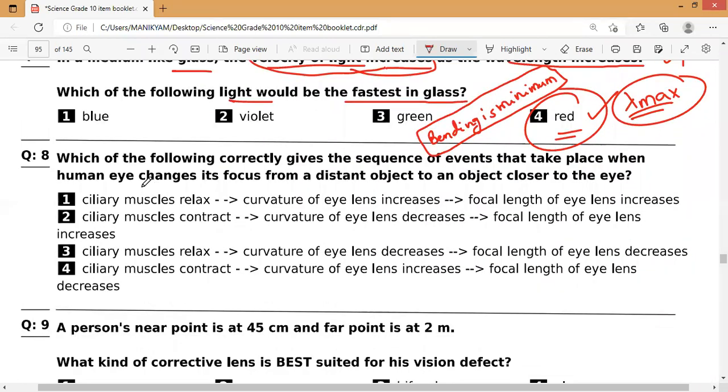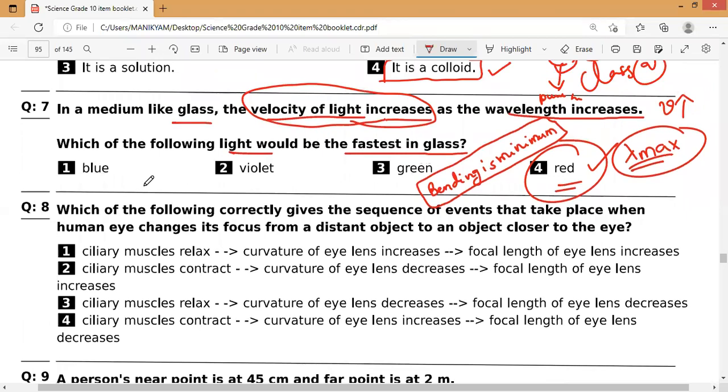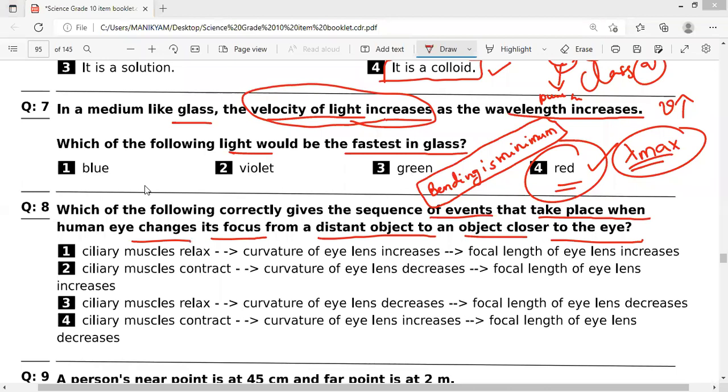Next, we will end with question number 8. Which of the following correctly gives the sequence of events that takes place when the human eye changes its focus from a distant object to an object closer? Remember, far object to the near object. Mr. Kevin, answer please.